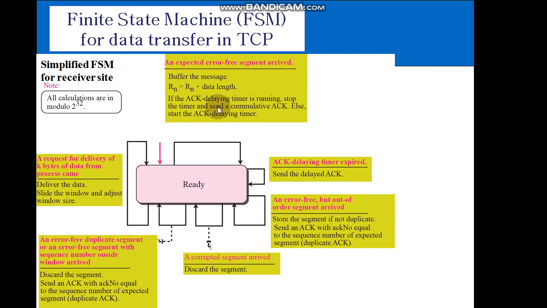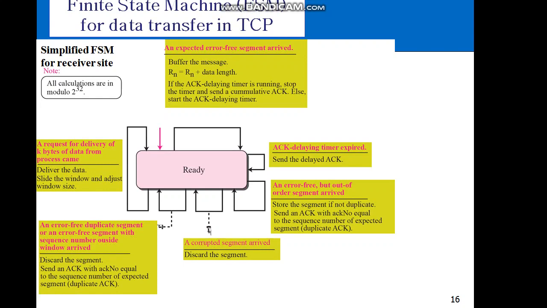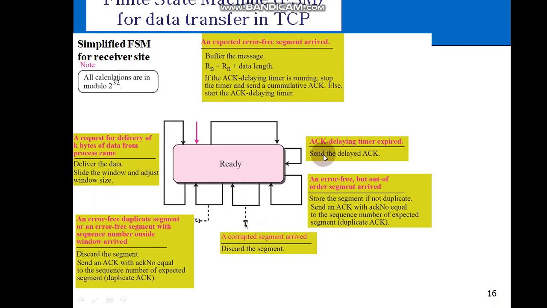If there is no data to be sent now, it will wait for something like 500 milliseconds, that is, for the delaying timer. Because it is in the ready state, we'll go through the scenarios one by one. If the acknowledgement delaying timer is expired, suppose the receiver is waiting to send some data to the sender side, and in the meantime the acknowledgement delaying timer initiated by the receiver expires, then it will not wait further to piggyback the acknowledgement. It will immediately send an independent acknowledgement to the sender.